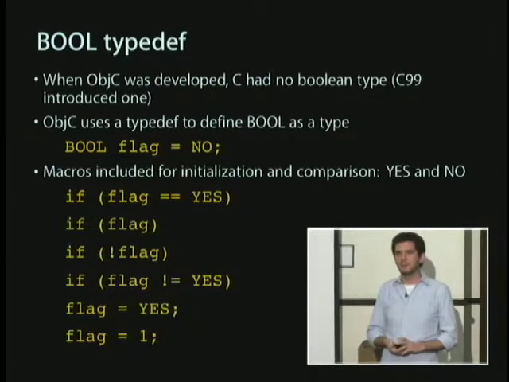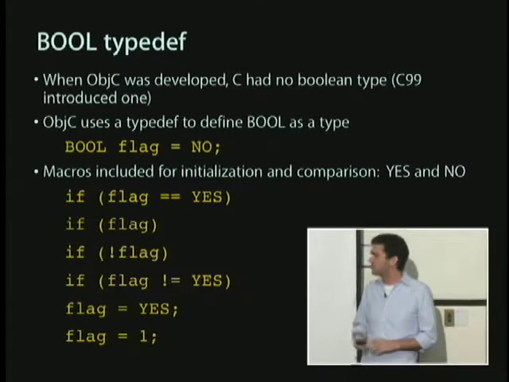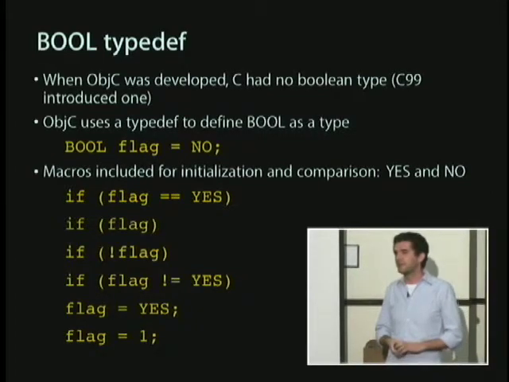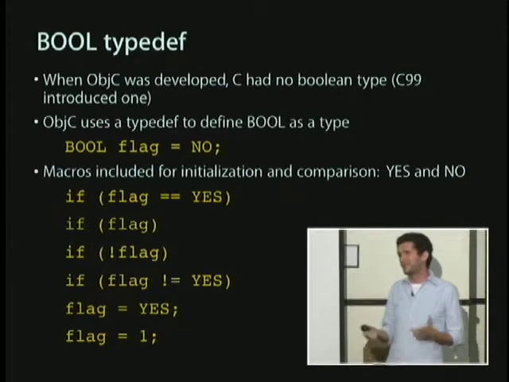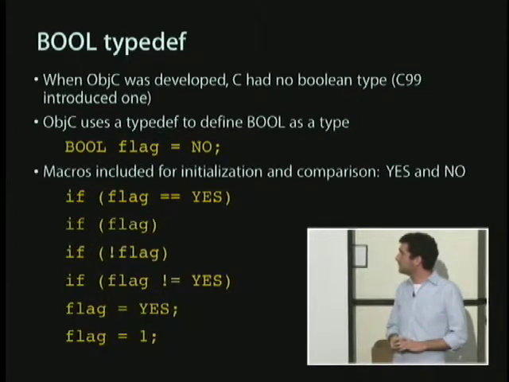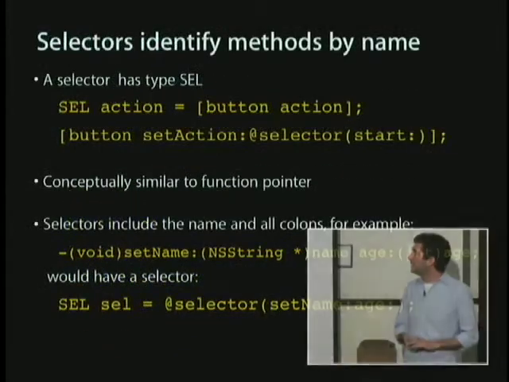The Boolean type for Objective-C is expected to always be 1 or 0. YES and NO, and TRUE and FALSE, are always 1 and 0. Of course, if you're doing implicit checking, it doesn't really matter that it's exactly 1, as long as it's non-zero, it's true. So those are the macros that are included for that.